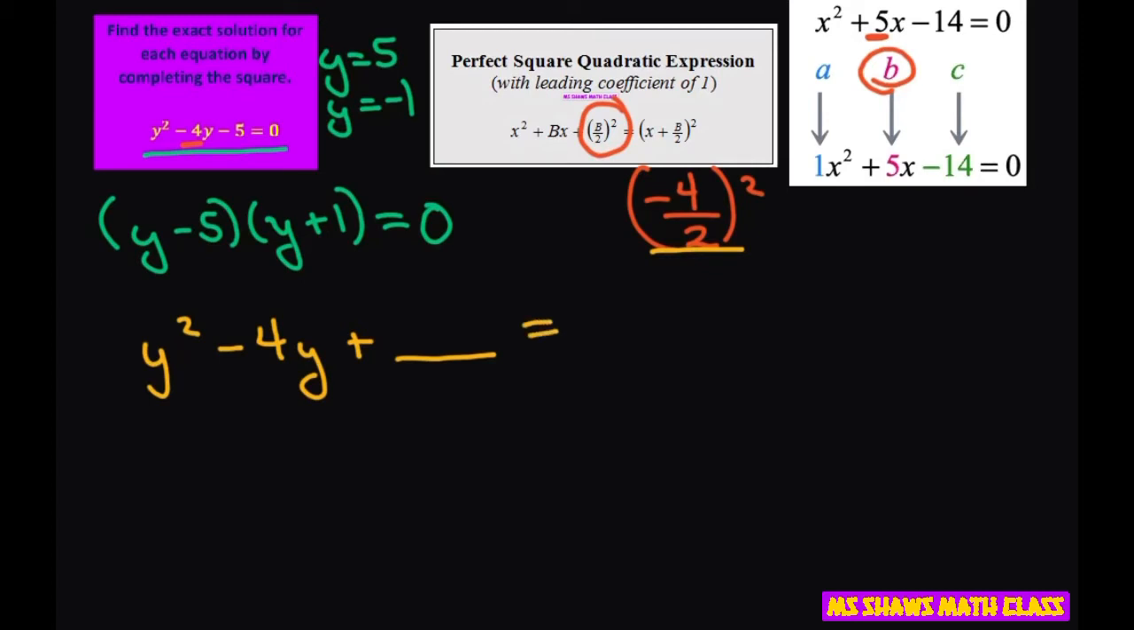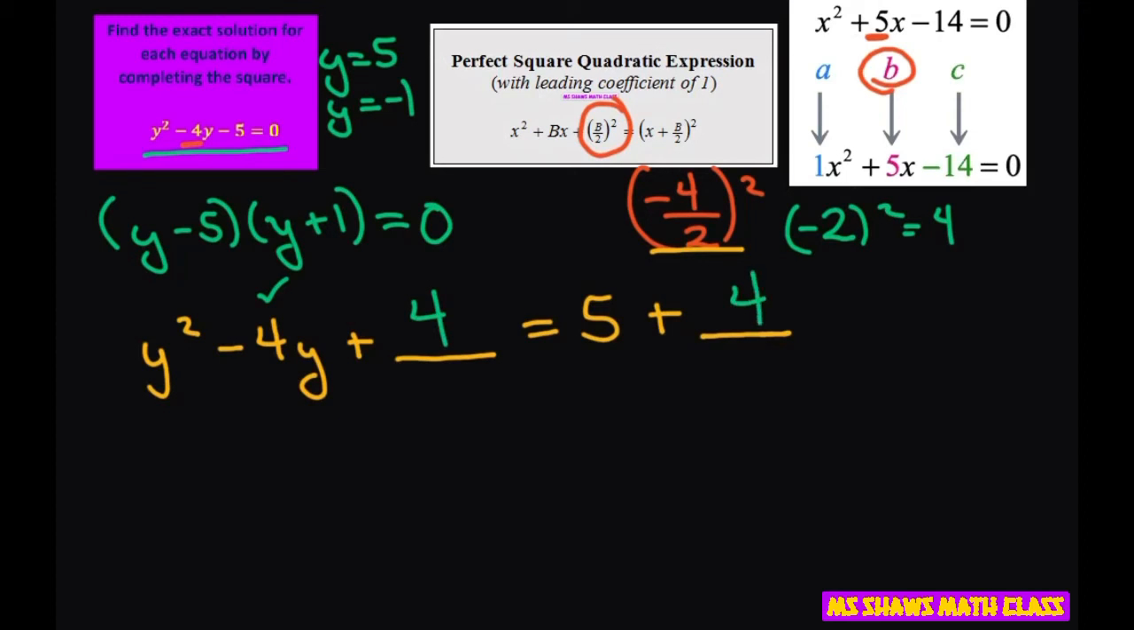And then we're going to move the 5 over. So I'm going to add 5 to both sides and put the 5 here. Now the thing is, if you add something to one side of the equation, you also have to add it to the other side. All right, so now we take, this is our b, and you divide by 2 and square it. So this is going to be negative 2 squared equals 4. So you add 4 to both sides.